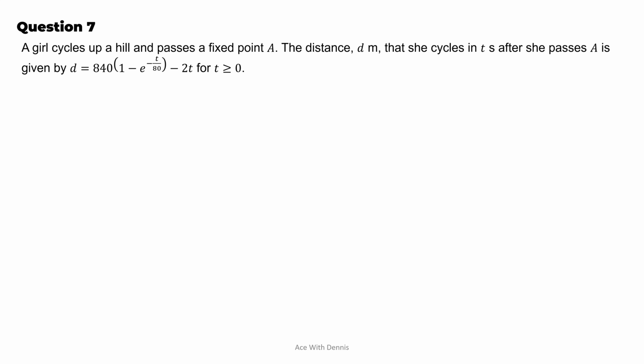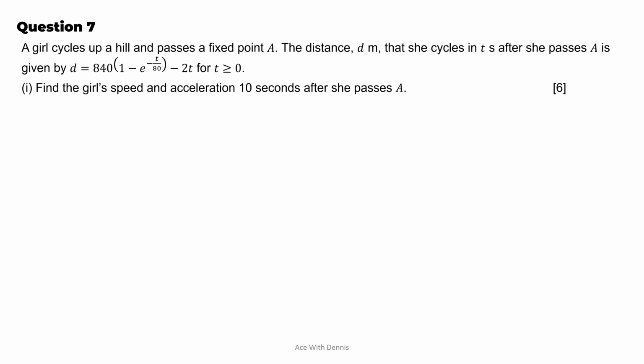Question 7. A girl cycles up a hill and passes a fixed point A. The distance, d meters, that she cycles in t seconds after she passes A is given by d equals 840 times 1 minus e to the power of negative t over 80, minus 2t, for t greater than or equal to 0. 1. Find the girl's speed and acceleration 10 seconds after she passes A. 6 marks. 2. Explain what the sign of the acceleration indicates.